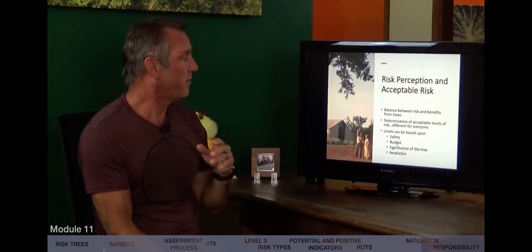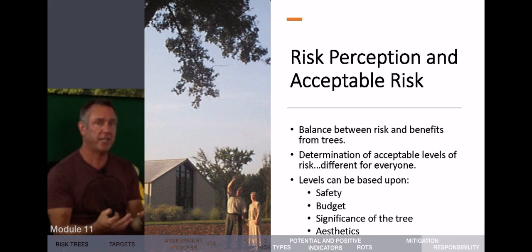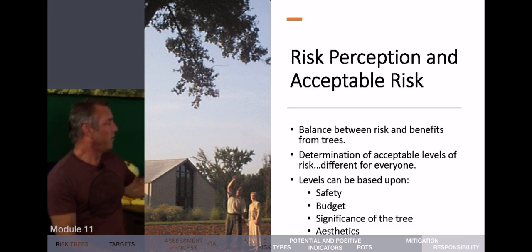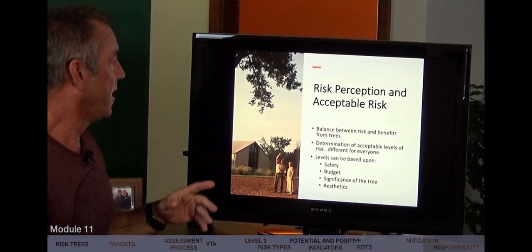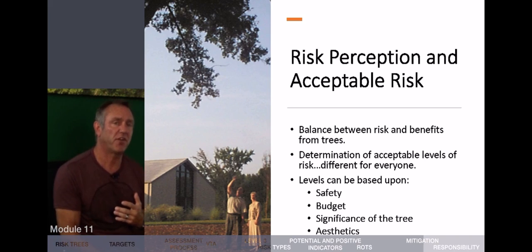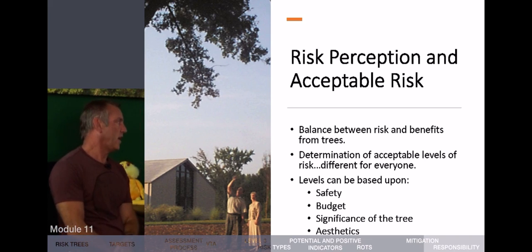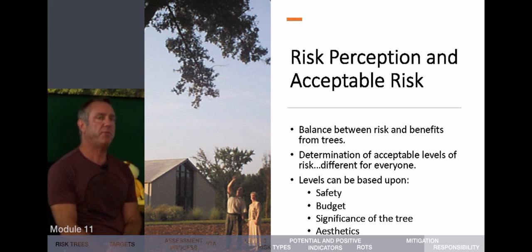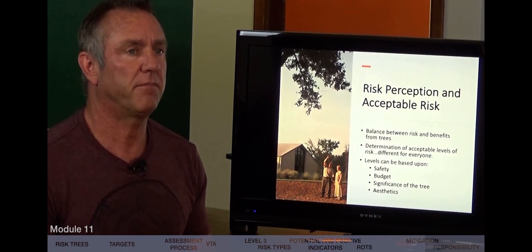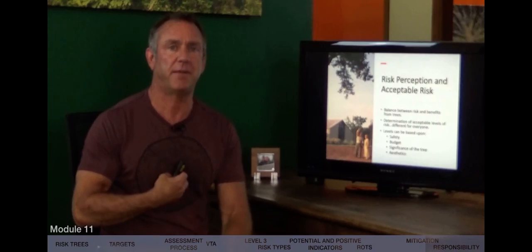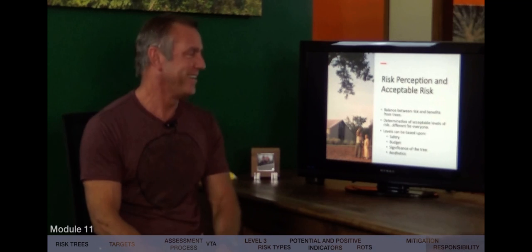The job of the arborist is to present the mitigation options, but it's up to the tree owner or tree manager to determine how they're going to mitigate that risk and when. So everybody has a different acceptable level of risk. For example, it may be perfectly acceptable for you to jump out of an airplane with a parachute, where I think that's absolutely unacceptable risk.